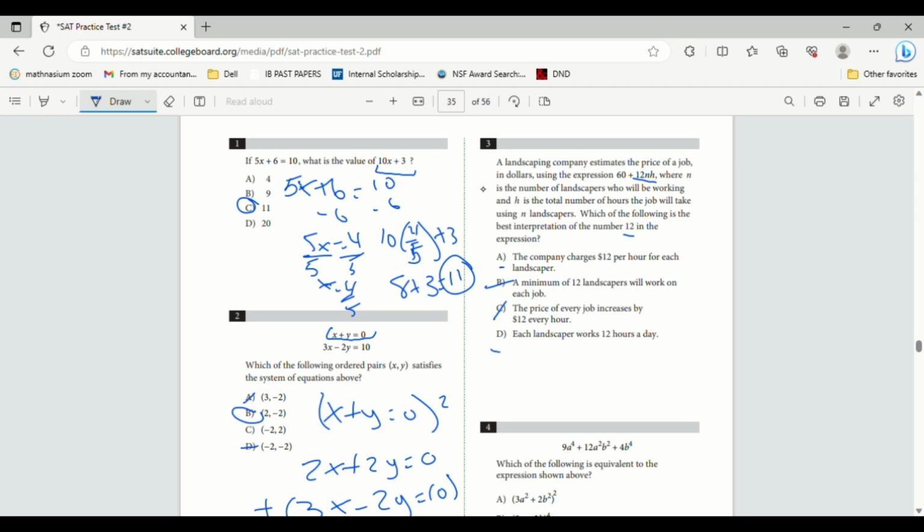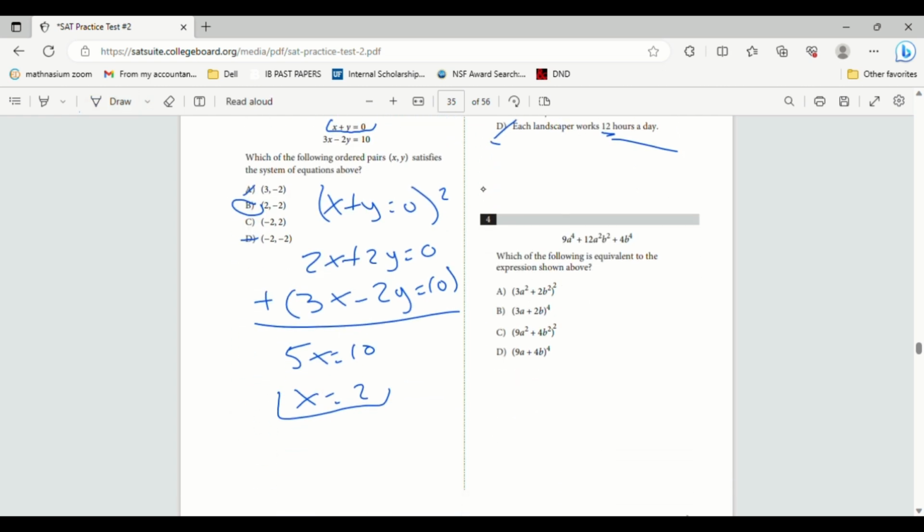And so D cannot make sense because it says each landscaper working 12 hours a day. Hours is not a constant, hours is a variable, so the hours change. It's not always going to be 12 hours, and so it's not D, leaving us with A, the best option.